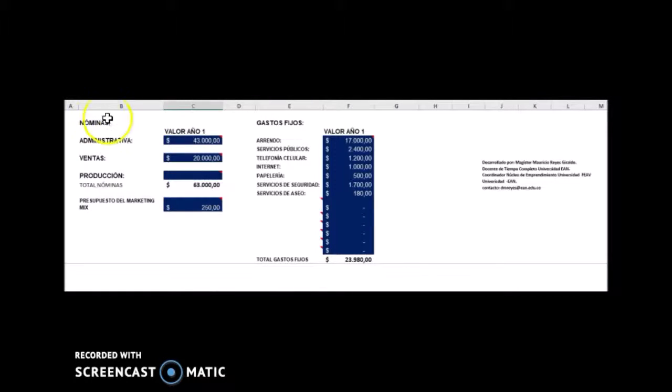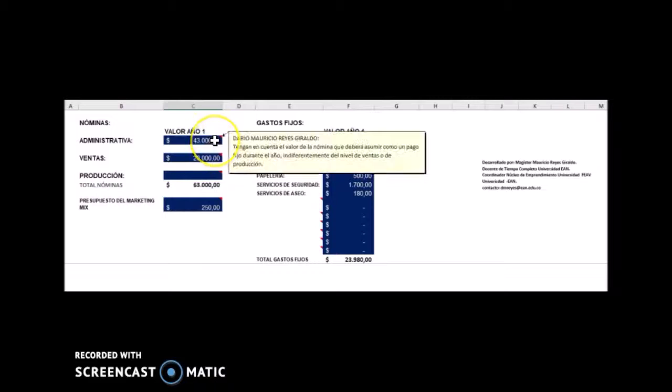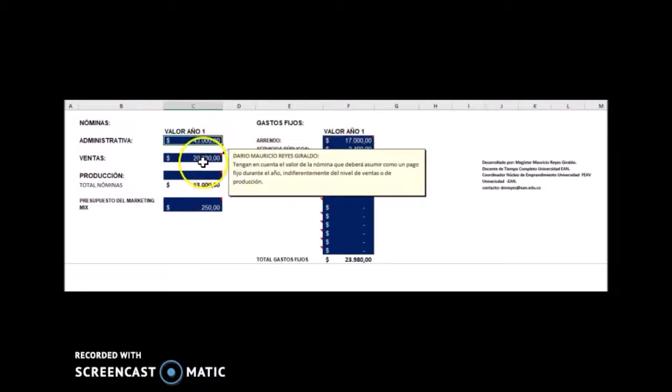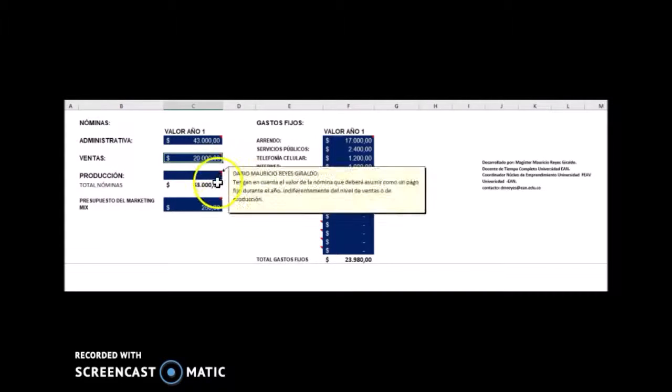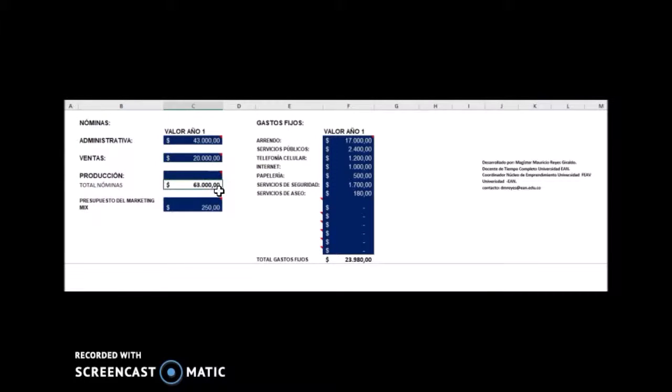Well, in different costs, we have also here the payroll. So the administrative payroll is about 43,000. For sales, we have 20,000. For production, we don't have, so that gives us a total of 63,000. And for marketing mix, we're going to spend about $250.